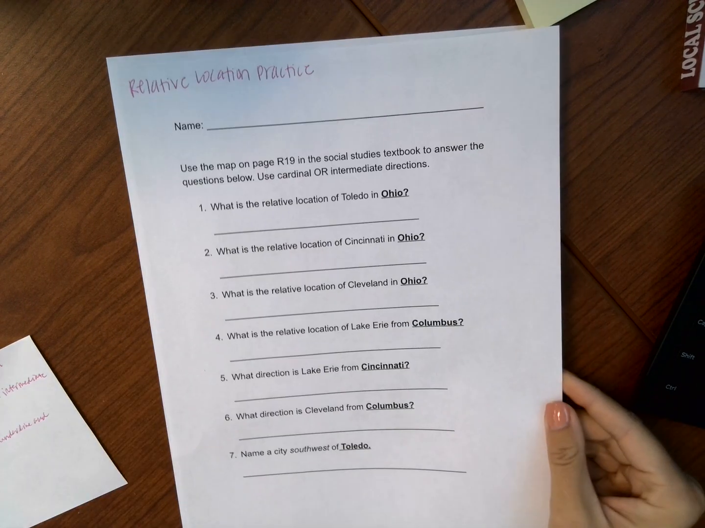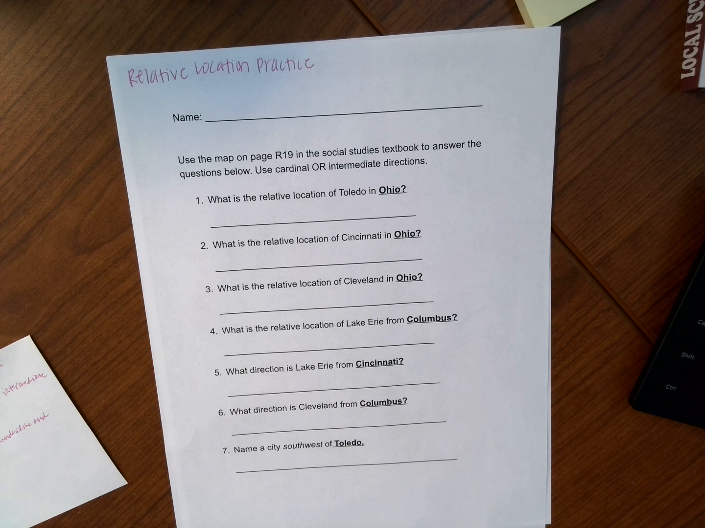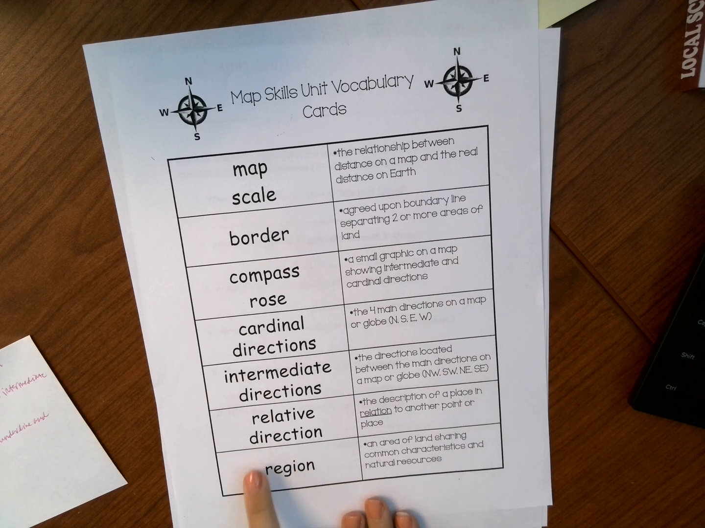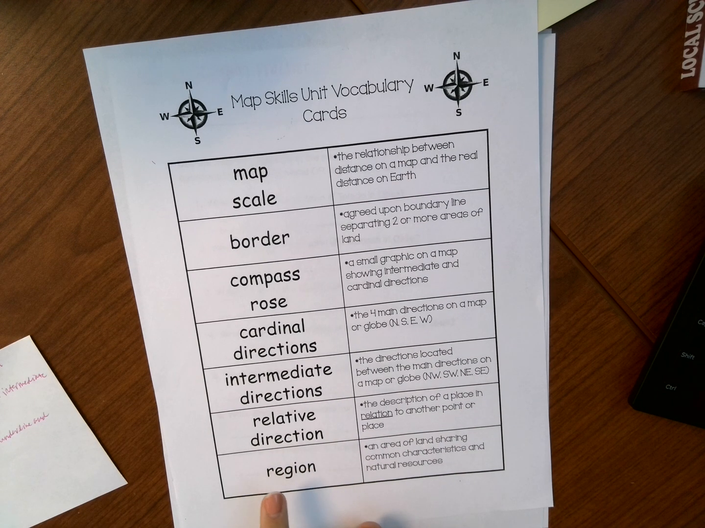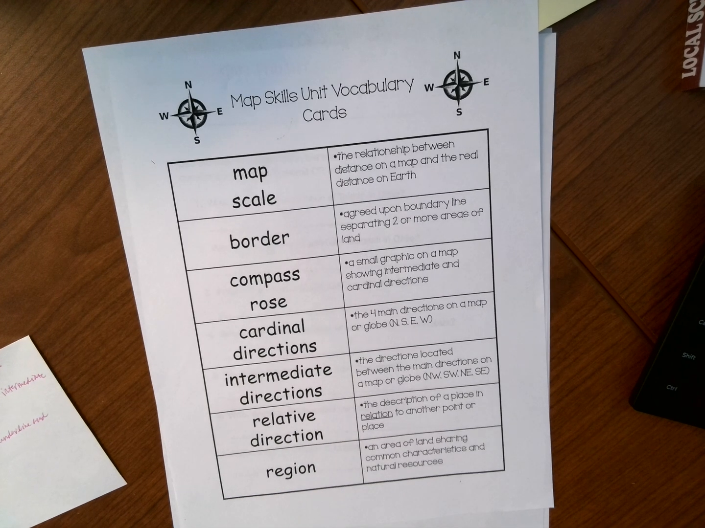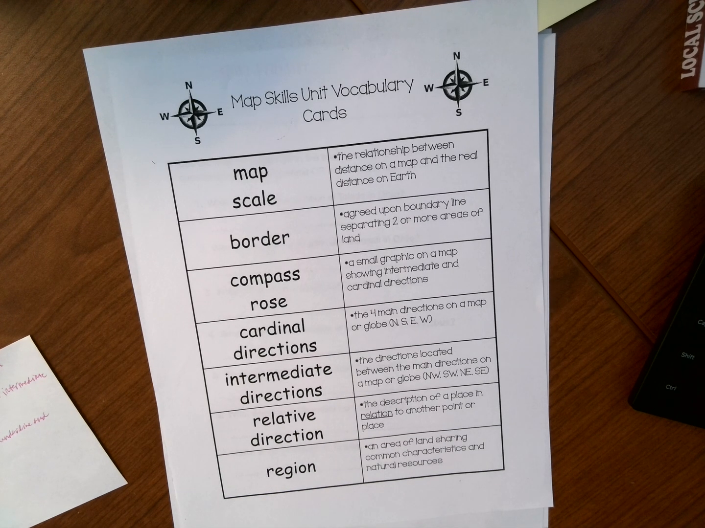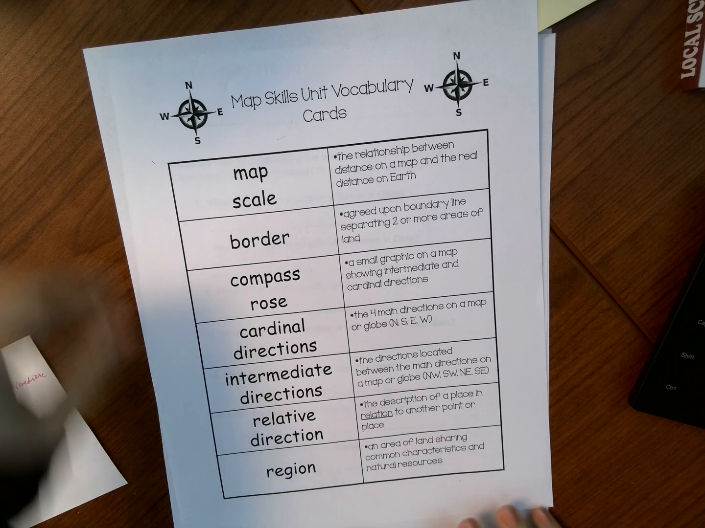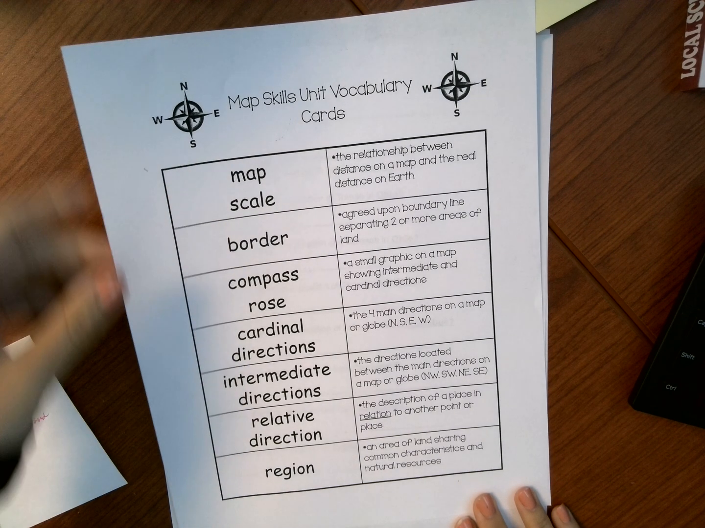If we remember from our vocab words, relative location, or as it says here, relative direction, it's the same thing. It is the description of a place in relation to another point or place. So you're describing where something is in relation to somewhere else using cardinal or intermediate directions.